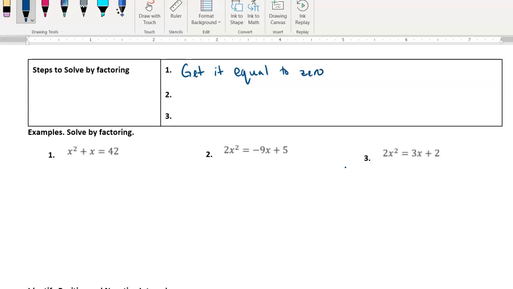So standard form equal to 0. The second step is we're going to factor it. And the last step is we're going to set each factor equal to 0 and solve it.